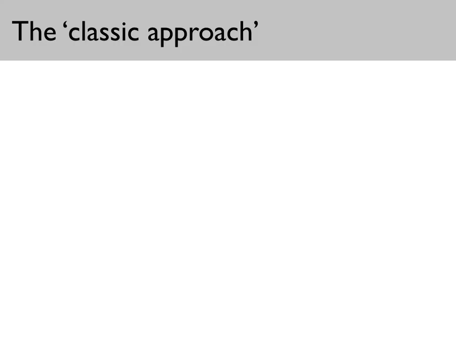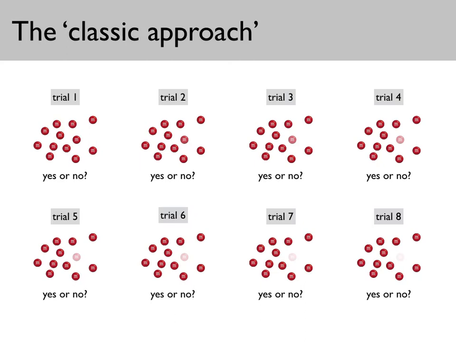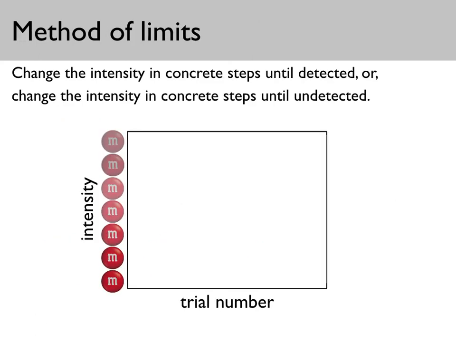Let me show you what I just did with the display. I increased the intensity, in this case the faintness of the M&Ms, from trial to trial. This is the classic approach. It's also called the method of limits. So in the classic approach, you increase or decrease the intensity from trial to trial. In the method of limits, you gradually increase the intensity of something you are detecting, or you gradually decrease the intensity. When you increase the intensity, you stop at the point at which the subject can detect the stimulus. These are called ascending series. The point at which you stop is the threshold.